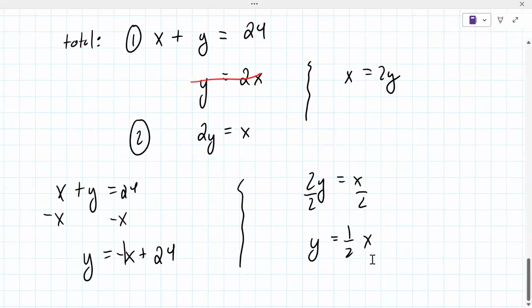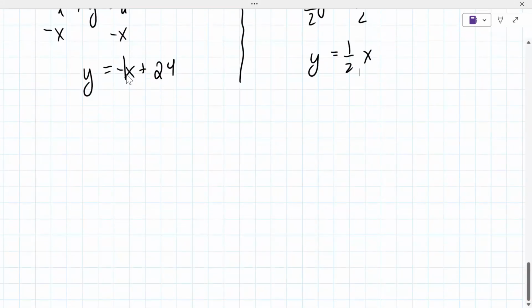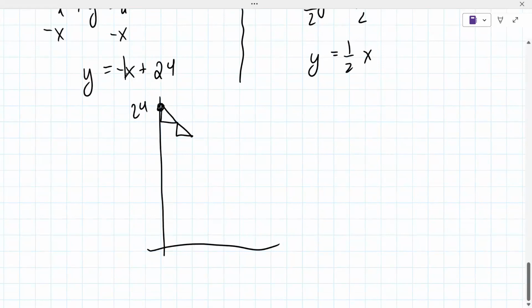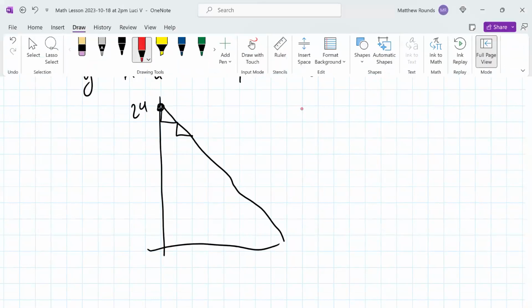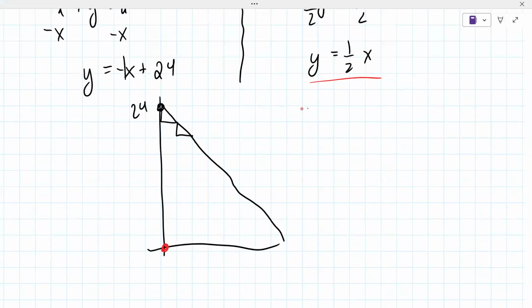All right, so the first equation, you're going to start up at 24, which is going to be really hard for me to show you. So you're going to start up here at 24, and the slope of negative one means down one, right one. The other equation, you're going to start at 0, and it's got a slope of 1/2. So you're going to go up 1 and right 2, up 1 and right 2. I'm happy to help you graph those if needed.